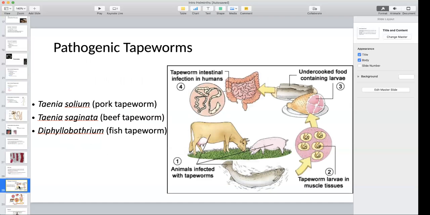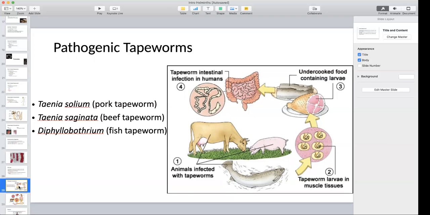So let's look at some pathogenic tapeworms. These are ones that basically cause human infection. Taenia solium is a pork tapeworm. Write that down. Taenia saginata, that's a beef tapeworm. And the Diphyllobothrium, that's a fish tapeworm. These are some examples of pathogenic tapeworms that cause human disease.